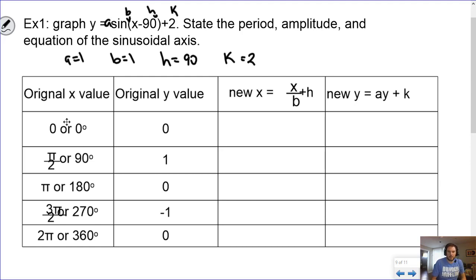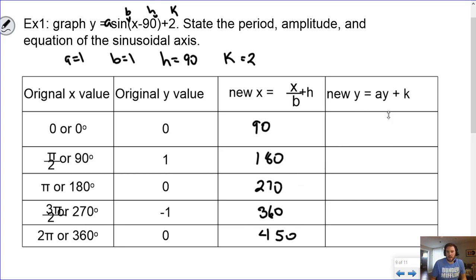So we're going to take this 0 degrees, divide it by 1, and we get 0, and then add 90, we get 90, right? We're going to do the same thing for all of our degrees. So this 90 here, divided by 1, add 90 is 180, divided by 1, add 90 is 270, divided by 1, add 90 is 360, and then 450.